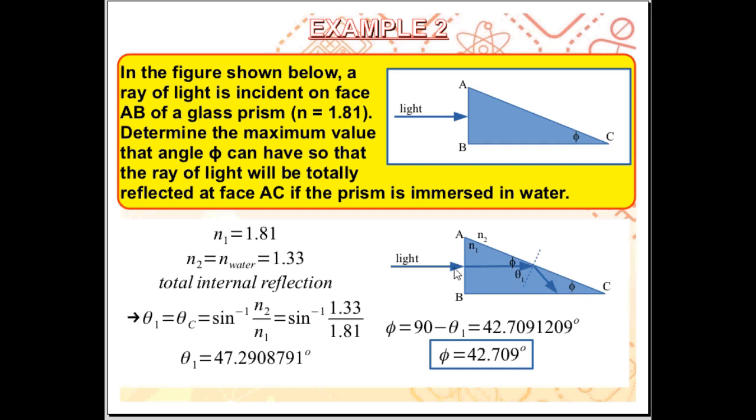Phi, bisecting lines, this is also angle phi, and then the other angle is theta 1. Phi plus theta 1 is equal to 90 degrees according to our figure. Therefore, phi is just 90 minus theta 1. And knowing theta 1, we are now able to calculate the angle phi. 42.709 degrees.